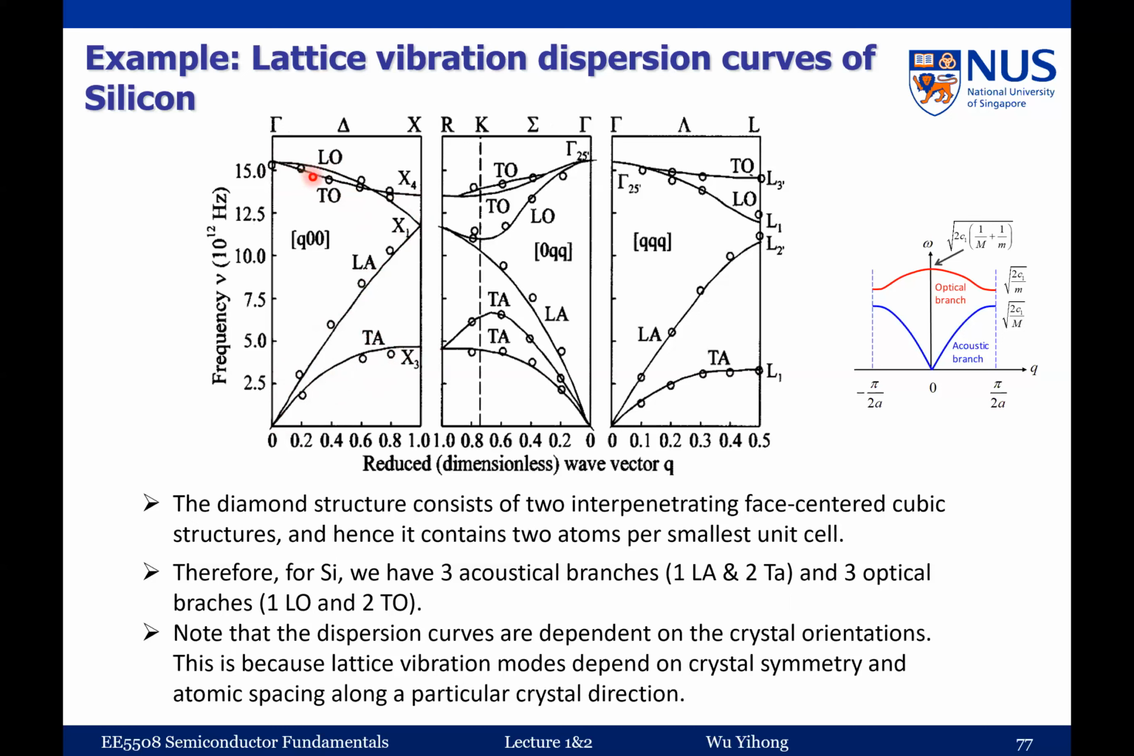And then TO is also almost degenerate in this case, right? So now, if you look at this acoustic mode, they look very similar to the diatomic chain case, right? And for the optical mode, for TA, you have a large gap here, but for LO and LA in this direction, you don't have the gap here, right?